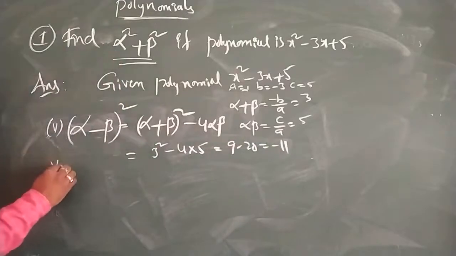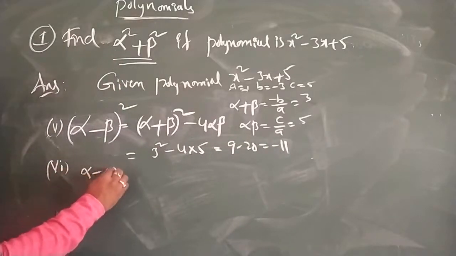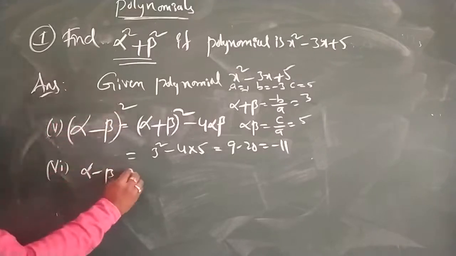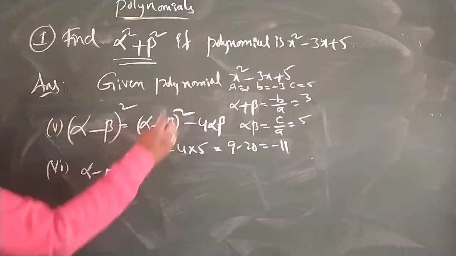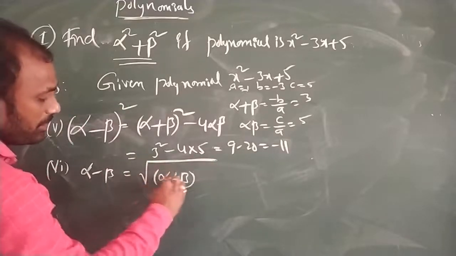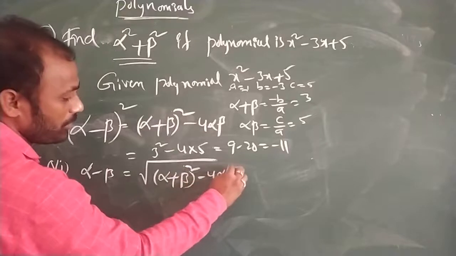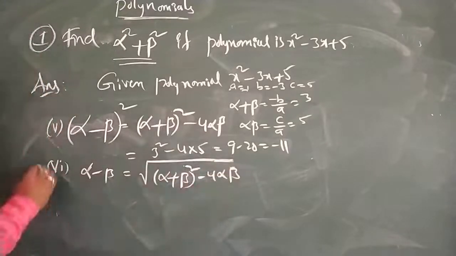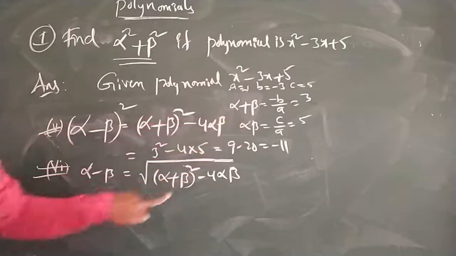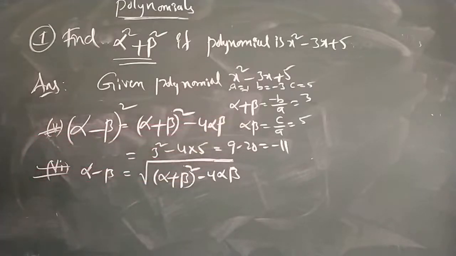Sixth type: if he is asking alpha minus beta instead of alpha minus beta whole square, this can be written, if I transpose to the other side, as the root of (alpha plus beta) whole square minus 4 alpha beta. So we have to remember this formula. Then we can substitute the values easily. So these are the various types.